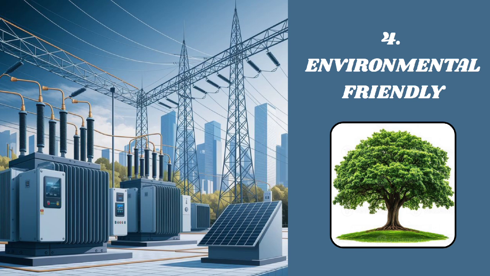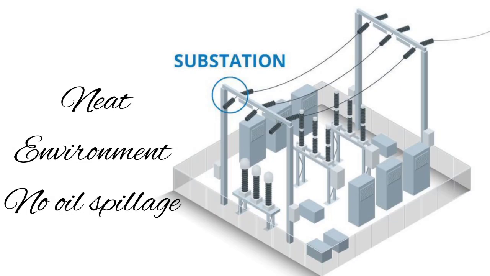Minimum oil circuit breakers are a more environmentally friendly option due to their reduced oil volume. This makes them ideal for applications where environmental concerns are a priority. They also reduce the risk of oil spills and leaks, which can harm the environment.